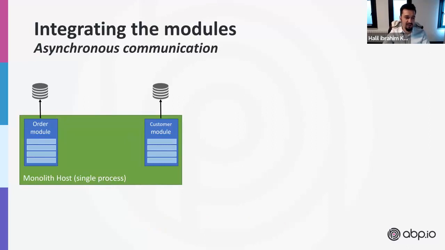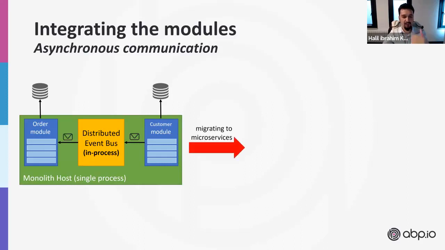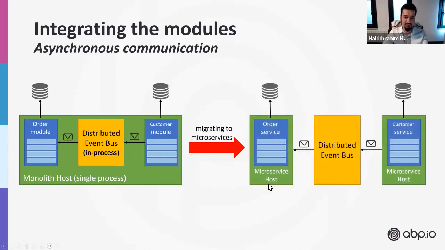For asynchronous communication, for example, when we need to know some data change or some information change from another system, or if we want to react to a change in another module or service, then we can use asynchronous communication. In this way, the customer module, for example, can publish an event to the event bus and the order module can consume it.